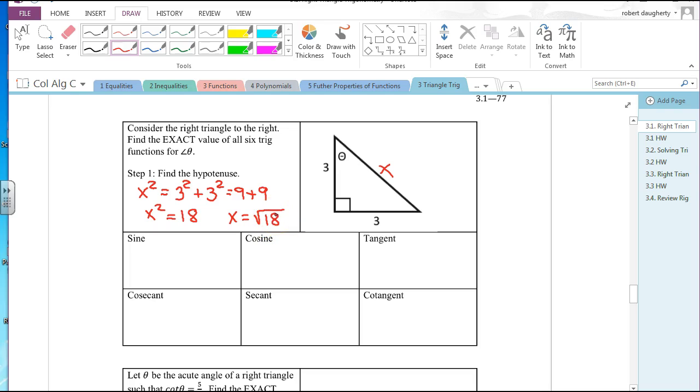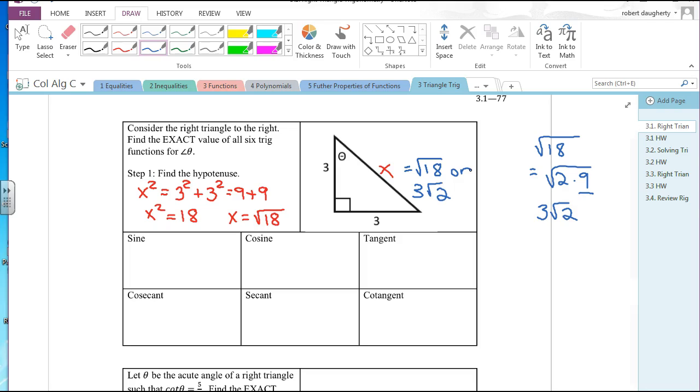Square root of 18. So this side is the square root of 18. I'm okay with it being the square root of 18. What some people will do is the square root of 18, that's the same as the square root of 2 times 9. What's the square root of 9? Yeah, so this is 3 times the square root of 2. So either way here. Okay.